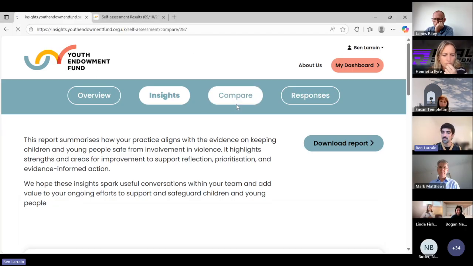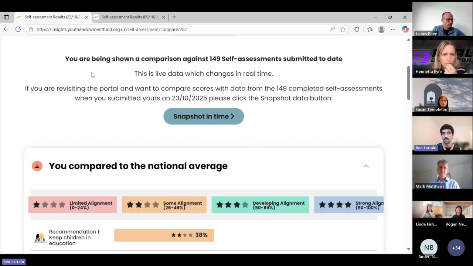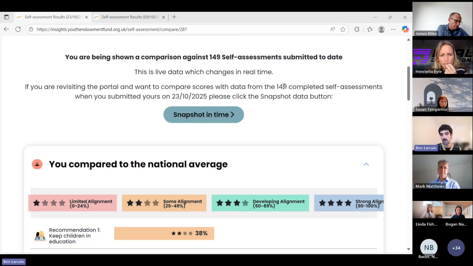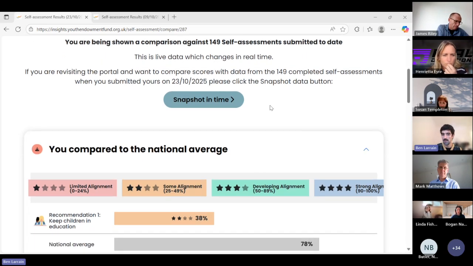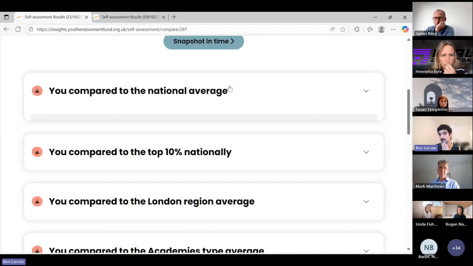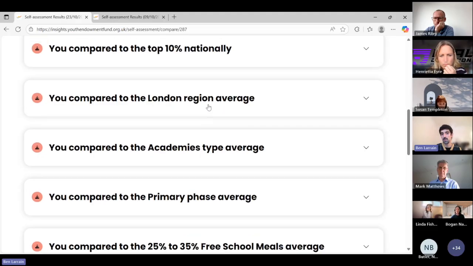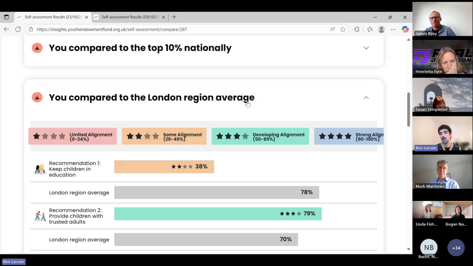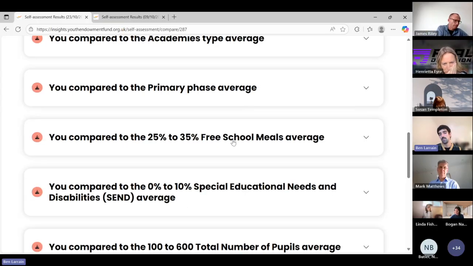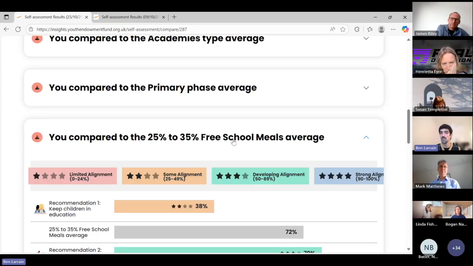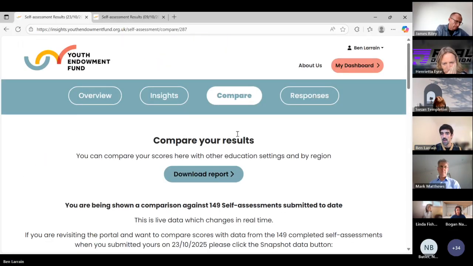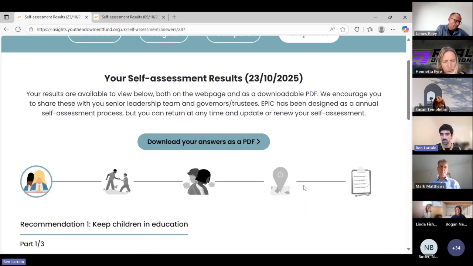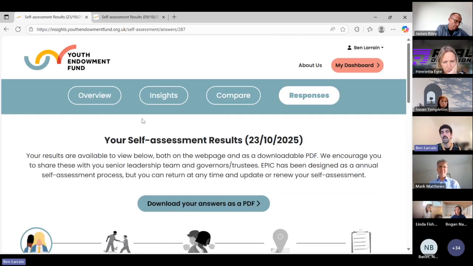There is also a comparison function. So this is a comparison with other settings that have completed it. And you can compare yourself across a range of metrics. So there is a national average that you can compare yourself with. There could be, in this context, the schools in London, but for you, it'd be Merseyside, where you can compare yourselves with other schools in Merseyside. And a range of other metrics, such as comparing yourself to other schools that have a similar percentage of free school meals. And lastly, you can access all of your responses by downloading it as a PDF.